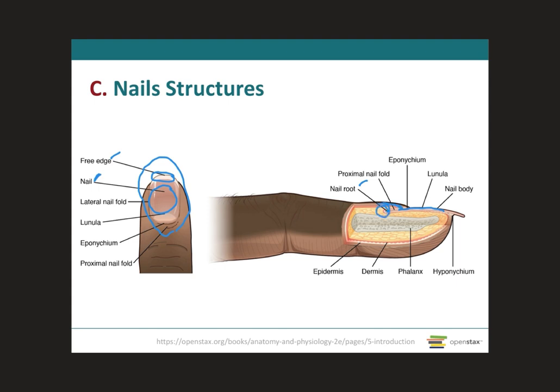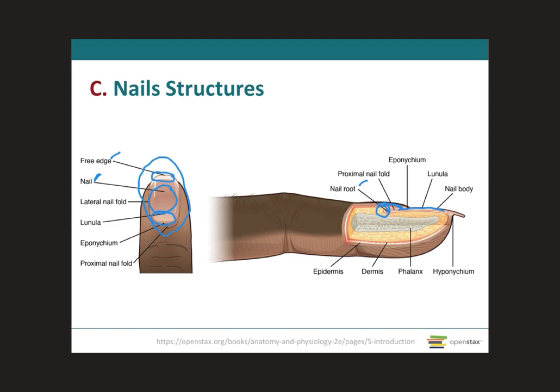The whitish crescent-shaped area of the proximal end of the nail body, which is this portion right over here, is what we call the lunula. Lunula means moon, and that's what it looks like. It looks like a little crescent moon. It appears whitish because this thickened stratum basale in this area does not allow the vascular tissue that's underneath to show through. That's why it looks white.